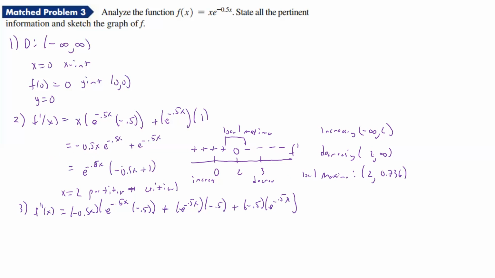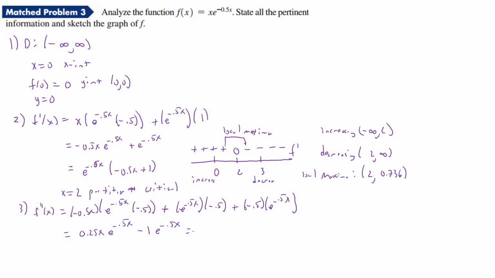So let's see here. We have a 0.5 times a 0.5, so it's going to be 0.25. Negative times negative is positive, so 0.25x e to the negative 0.5x. And then we have a negative 0.5 times this and a negative 0.5 times the same thing. So two negative 0.5s add up to a negative 1 e to the negative 0.5x.